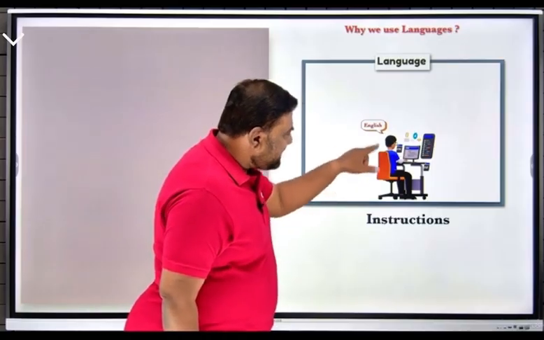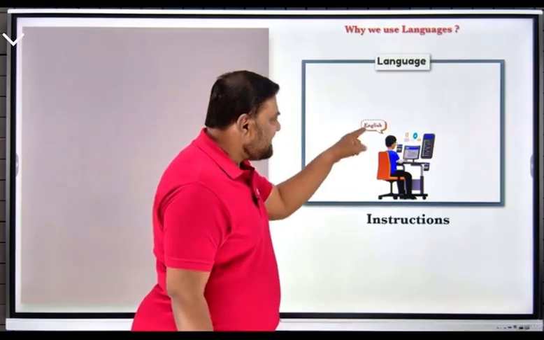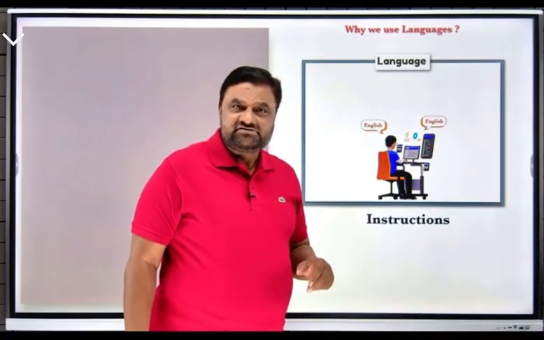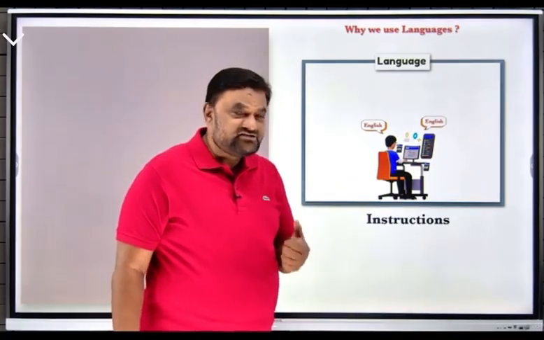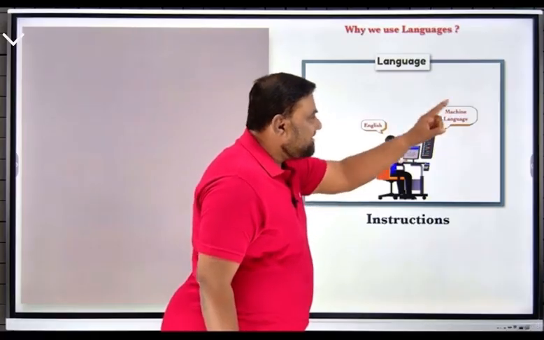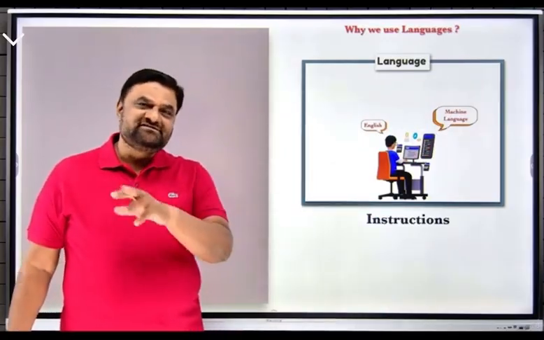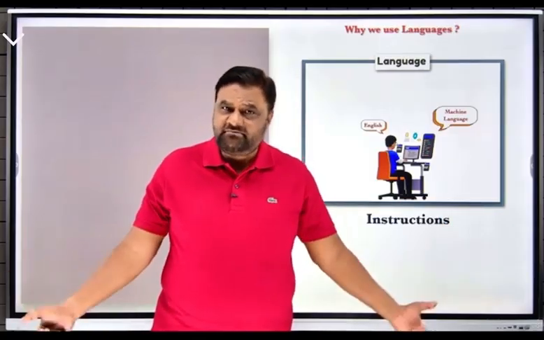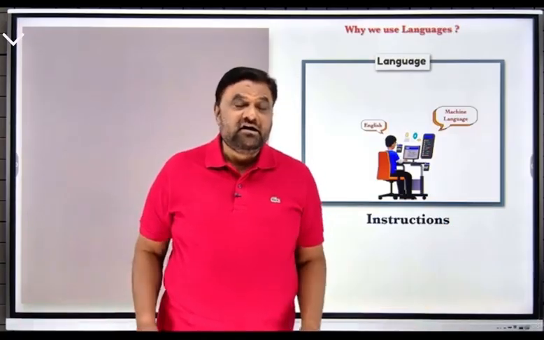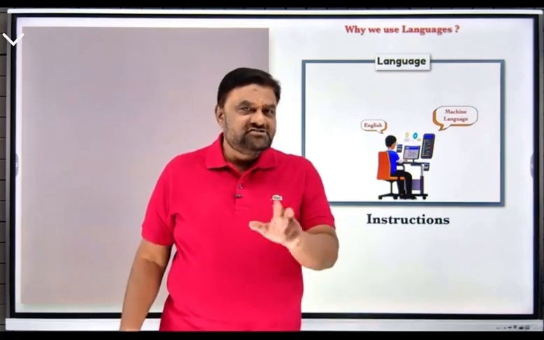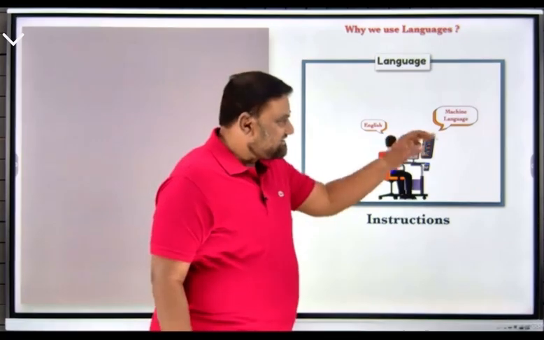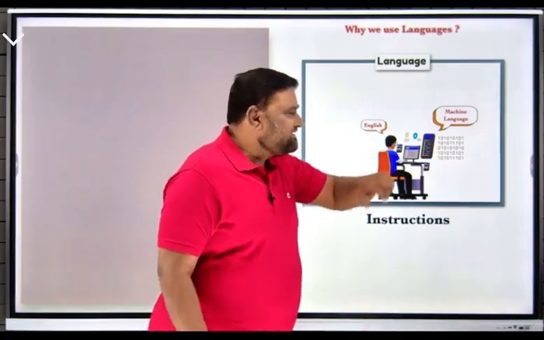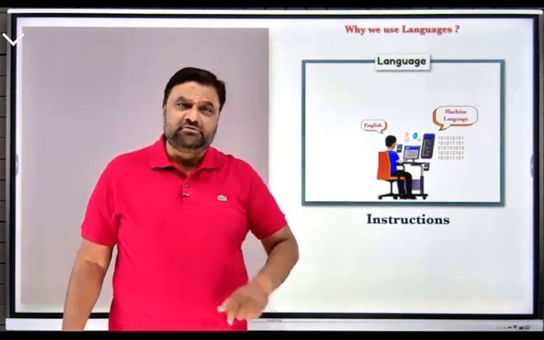So here the programmer, this is a person, his language is English, and this is the computer, and its language is also English? No. Its language is not English. Its language is machine language. Oh, this is a problem. When two people are communicating, they may be communicating in the same language that both understand. But here the problem is the machine doesn't understand English language. Its language is machine language. What is that? It is in the form of zeros and ones only. That is the binary form of language.